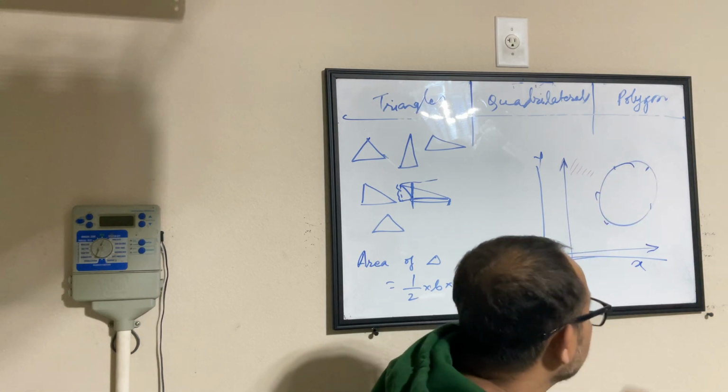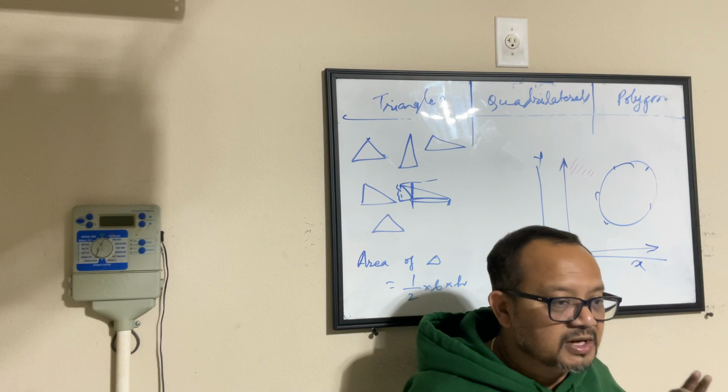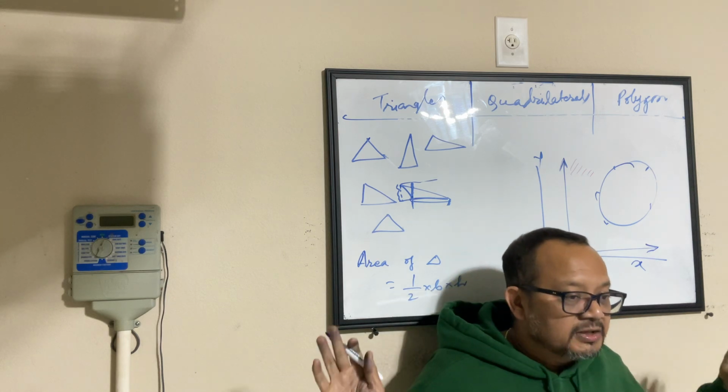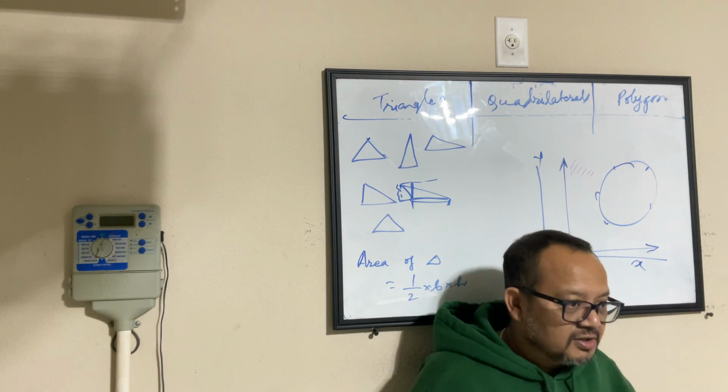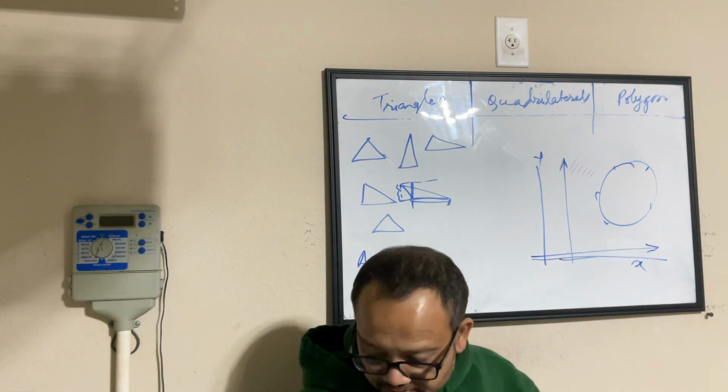So all the shapes that we have talked about are called 2D shapes. Be it a circle, rectangle, triangle, trapezoid, hexagon, octagon, nonagon, whatever gon. These are 2-dimensional shapes.